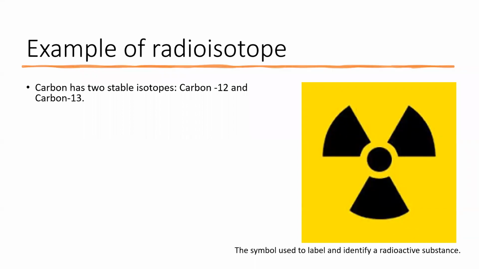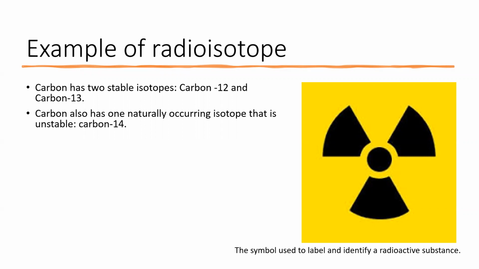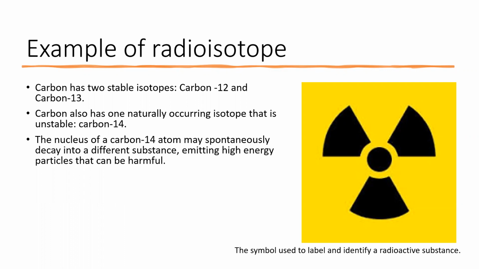An example of radioisotopes: carbon has two stable isotopes, carbon-12 and carbon-13. If I say stable isotope, then these are not radioisotopes. But carbon also has one naturally occurring isotope that is unstable, and it is carbon-14. The nucleus of a carbon-14 atom may spontaneously decay into a different substance, emitting high energy particles that can be harmful. If on any product you see this symbol, then this is the symbol used to label and identify a radioactive substance.